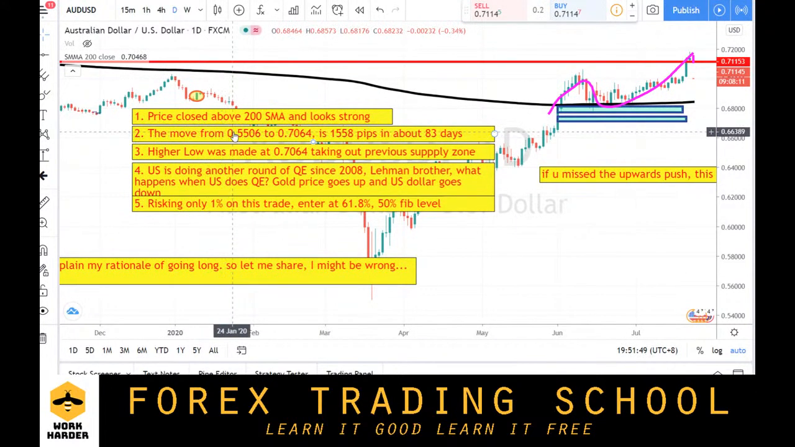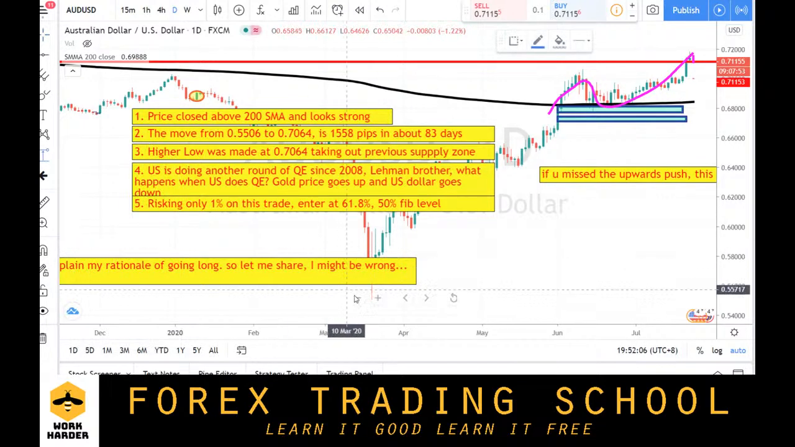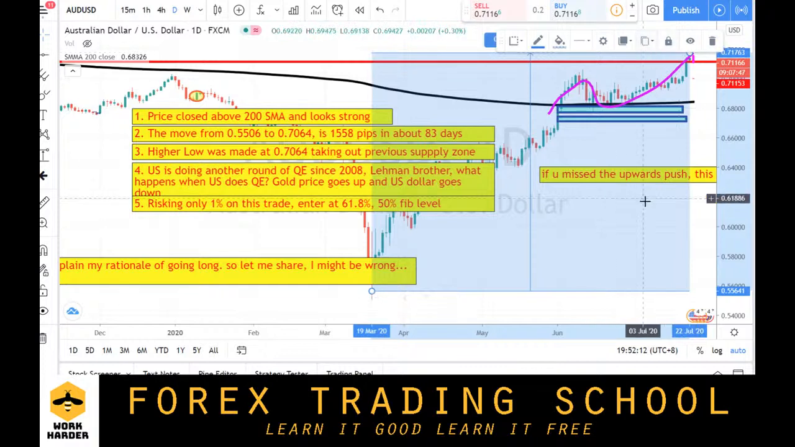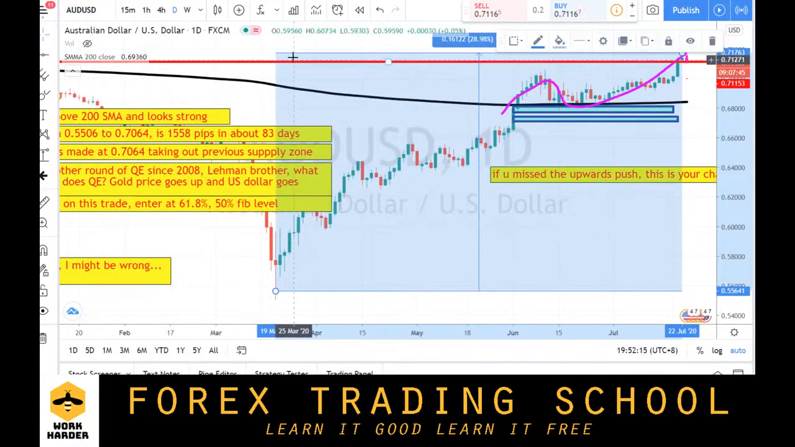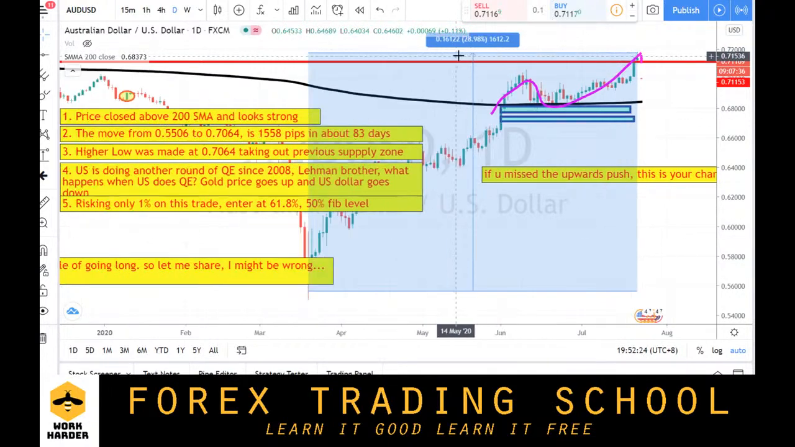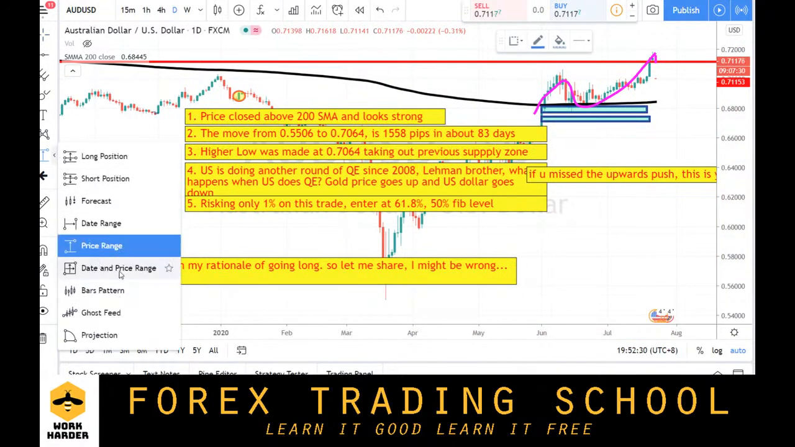Then the second point is the move from 0.5506 to 0.764, 1,558 pips, about 83 days. So this was back then when I calculated. Use the price range tool, go from the low to the high. I think it has increased even more now. See, it's 1,612 pips already. How many bars did it take? The bars took.